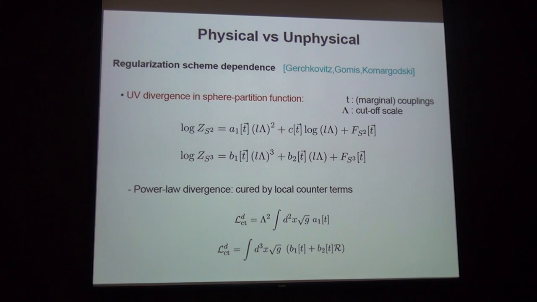Yeah, so for simplicity, let me just focus on the 2-sphere partition function and 3-sphere partition function in 2-base law. Their UV divergent structures are given by these expressions. Here lambda is the UV cutoff scale. T is some marginal coupling constant of the 2-dimensional CFT and the 3-dimensional CFT. Here I just focus on the conformal field theory case.